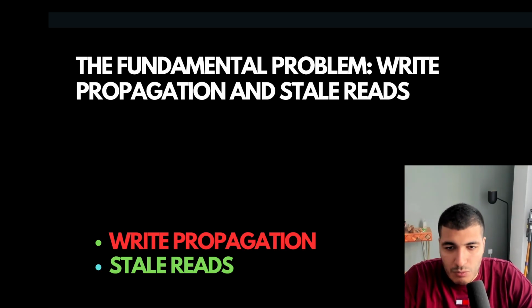Okay, so the fundamental problem is write propagation. Let's break down why this is such a big deal. The core problem of cache coherence manifests in two main scenarios related to writes. One, write propagation. How do changes made to the source of truth, which is your database, get propagated to all the relevant caches? If a user updates their password in the database, how do you ensure any cached copies of their old profile are updated or removed?